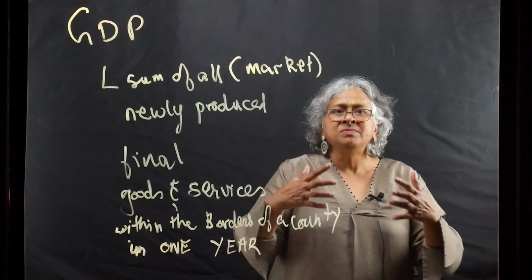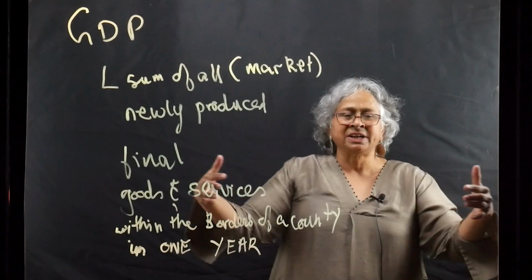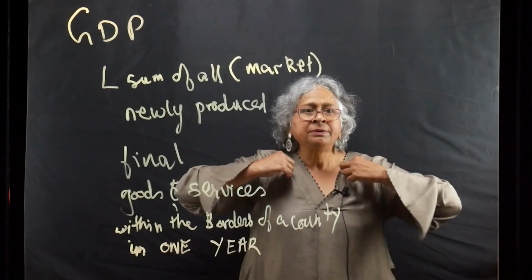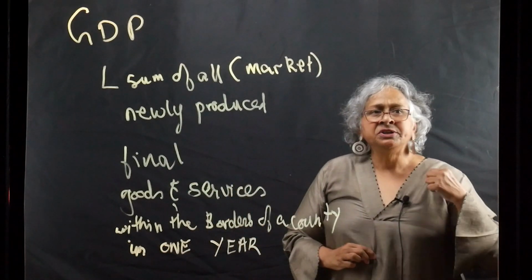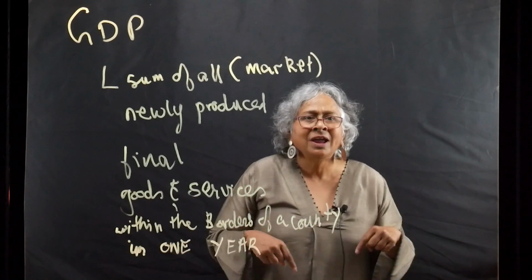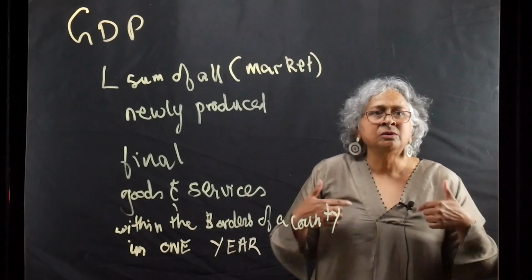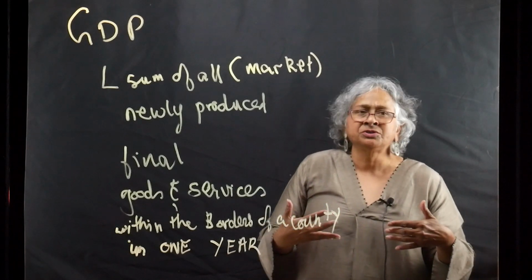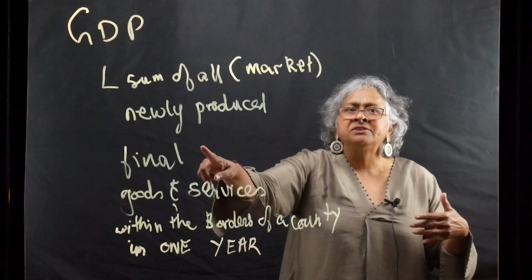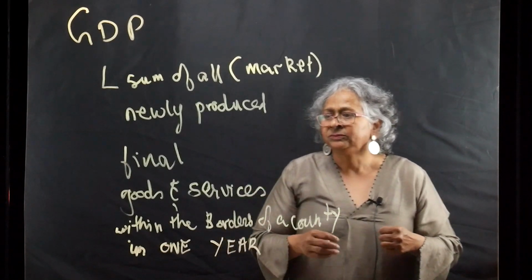Final, by final I mean the finished product as it reaches the end user for that year. So for example, if we're going to count this dress, we're not going to count the thread that went into making this dress separately, because the cost of the dress already includes the cost of the inputs. So it's got to be the final product and not the intermediate products.